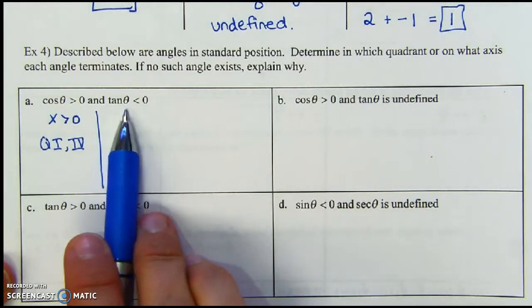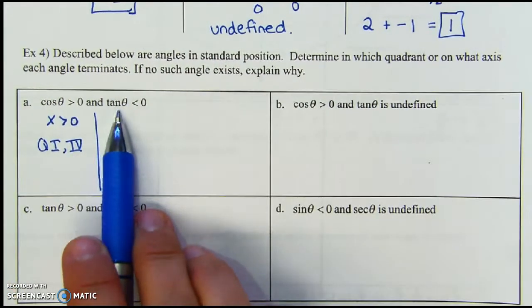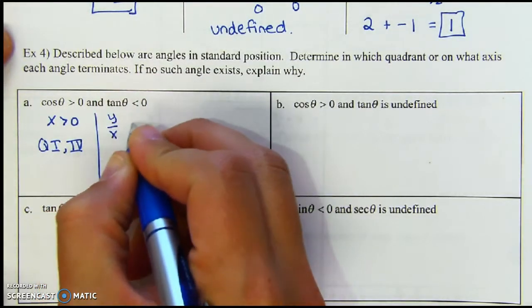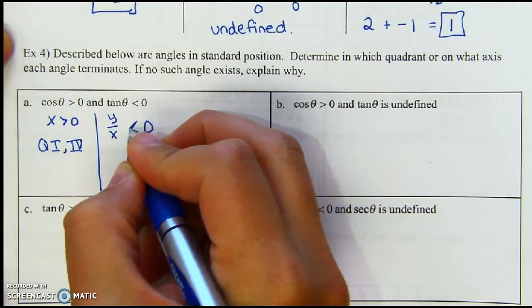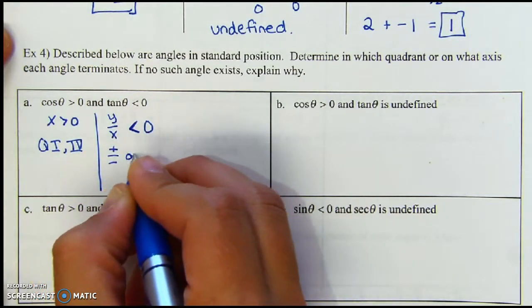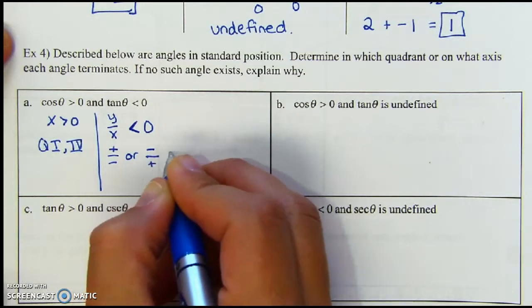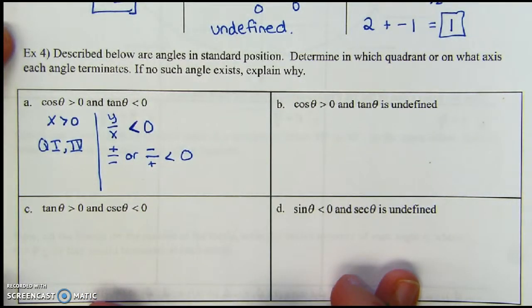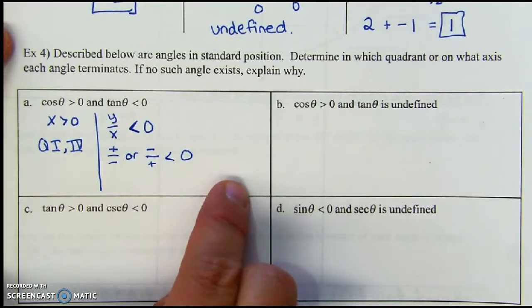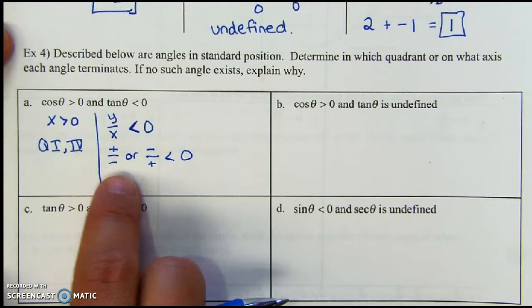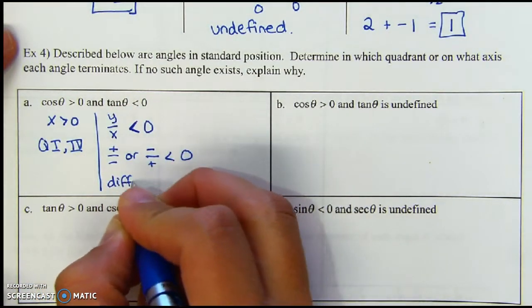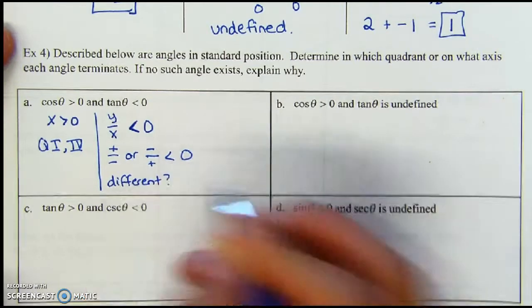Okay, but then the tangent has to be negative. Now tangent is equal to a fraction, which means how is a fraction less than 0? We need to have positive over negative or negative over positive for the answer to be negative. If they're the same, same over same, it'd be positive. Okay, now what quadrants are the x and y value signs different?